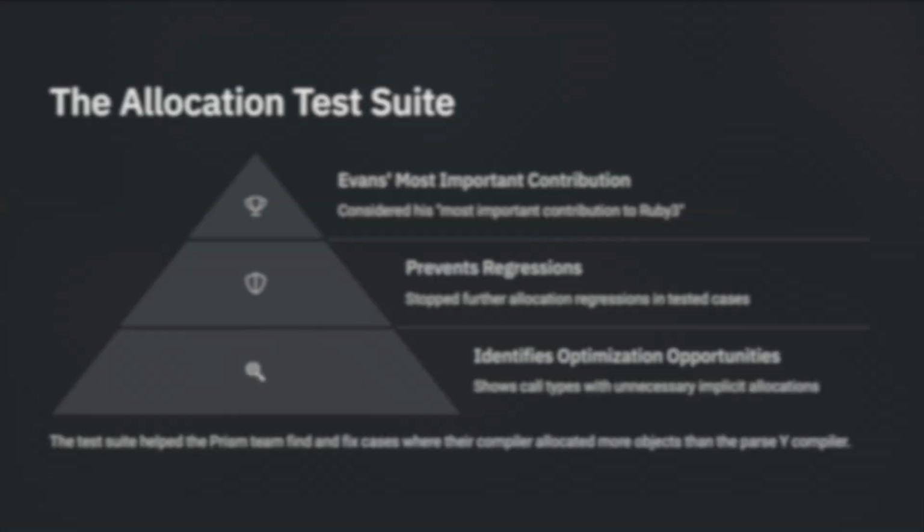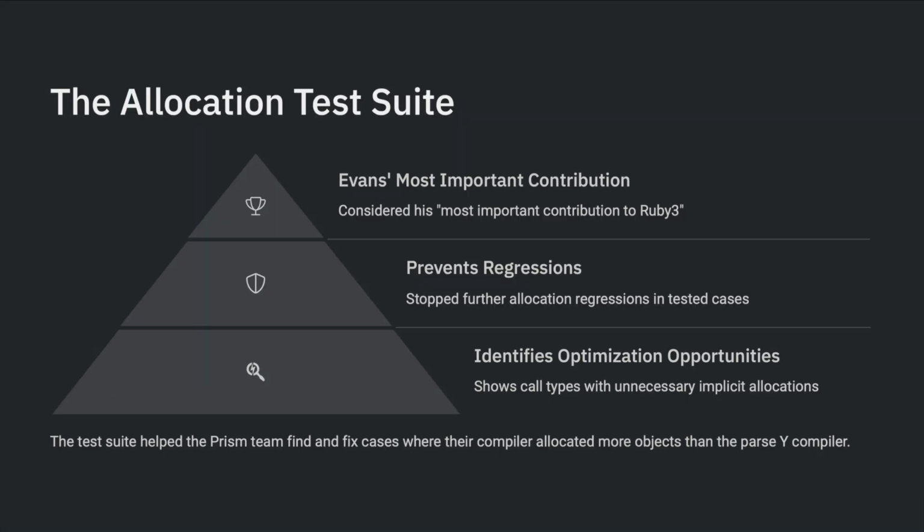And if a future change to Ruby's internals makes that code snippet allocate more objects than the test expects, bang! The test fails. You immediately know you've introduced an allocation regression, and you need to figure out why and fix it before it ships. That sounds incredibly useful. What were the main benefits they saw from putting this suite in place?